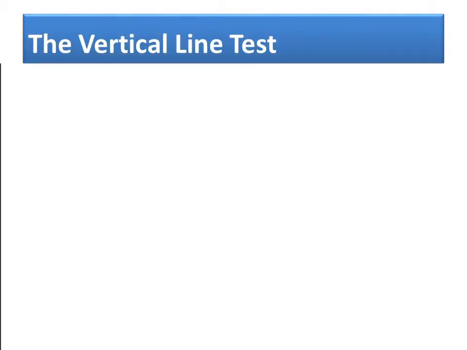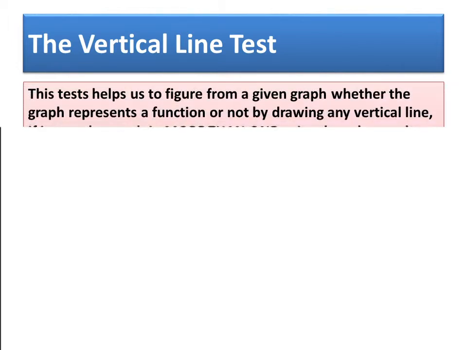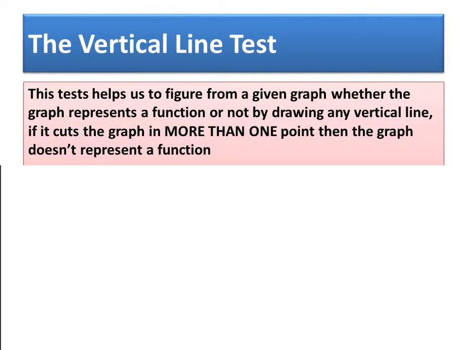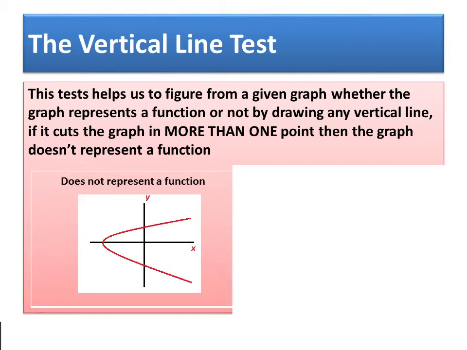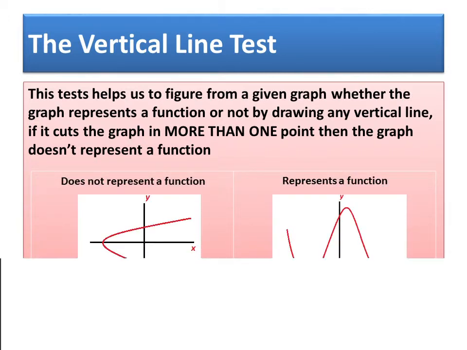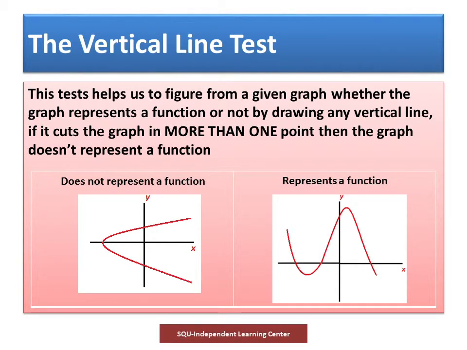The vertical line test. We use this test to decide whether the graph given to us describes a function or not. So we simply draw any vertical line. If this line cuts the graph in more than one point, then the graph does not represent a function. And here in front of us, we see the graph to the left. If I draw a vertical line, it will cut the graph to the left in more than one point. So this is not a function. While the graph to the right, if I draw any vertical line, it cuts the curve in only one point. So this represents a function.